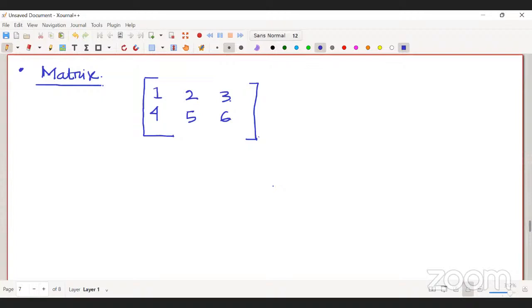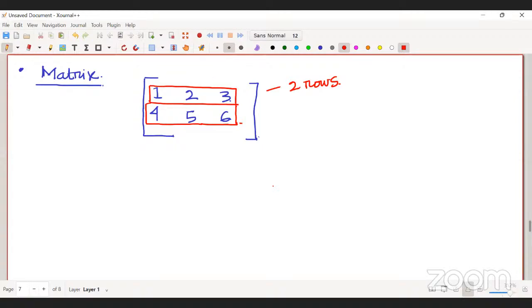So from here, how many rows does this particular matrix have? As you can see, this is a row of this matrix, and this is also a row of this matrix. So this matrix has 2 rows. All these things may be obvious for you, but let me recall.